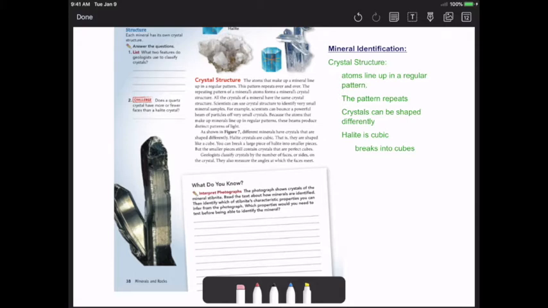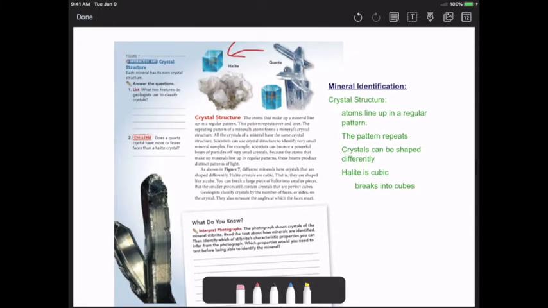Just reply yes. Okay, so now we're going to talk about crystal structures. Minerals have a definite crystal structure to them. The atoms line up in a regular pattern, and the pattern repeats. Crystals can be shaped all different ways depending on the atom structure or how the atoms line up. Like halite, which is what I marked right here, which is pretty cool. Halite looks like a cube, and when you hit it with a hammer, it will break off into tiny little cubes. So that's its crystal structure.